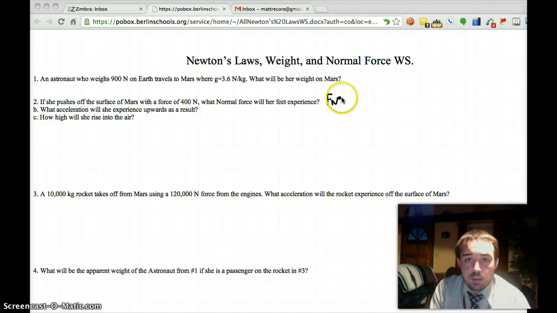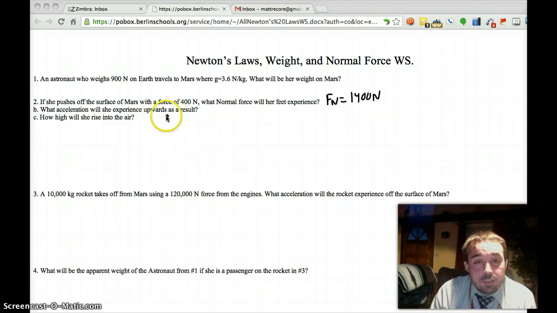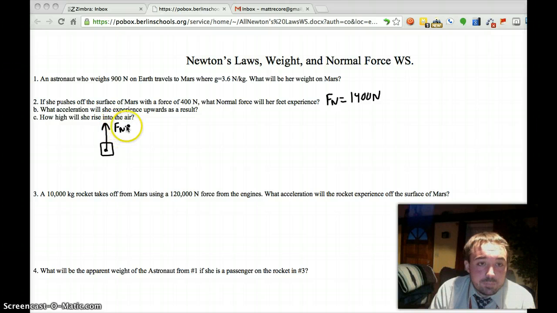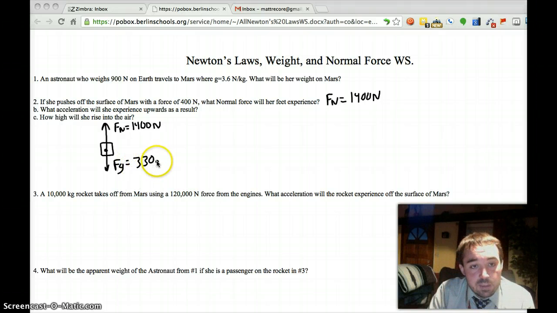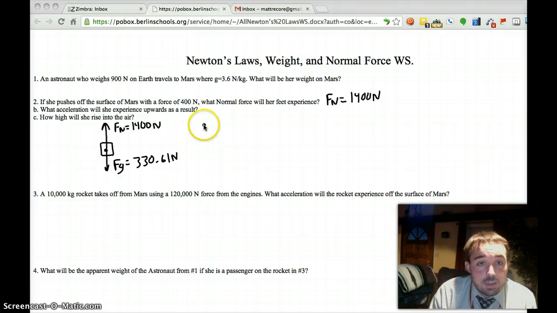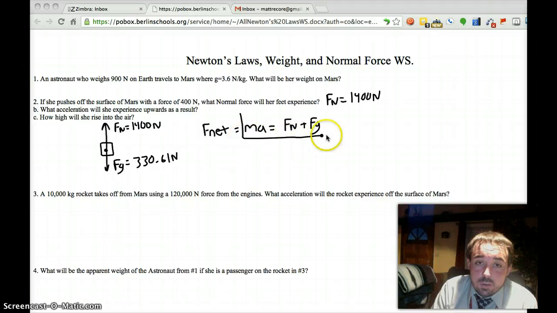So from A, again, normal force is 1400 newtons. What acceleration will she experience upwards as a result? Remember that there's a 1400 newton normal force acting up on the astronaut. But we had the original force of gravity from question 1 of 330.61 newtons acting down on the astronaut. To figure out the acceleration, we want to say that net force, which is the mass times acceleration, is the sum of all forces, normal force plus the force of gravity. This can always be different. We could have tension, whatever. But in this case, this is the equation we want to solve.